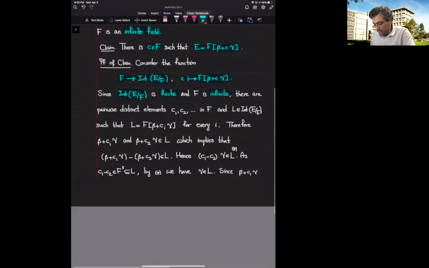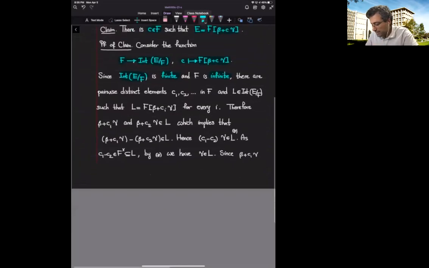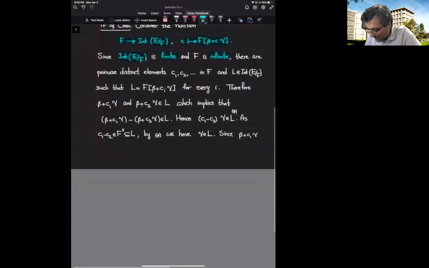So that means what? I can find C1, C2, ... In fact, infinitely many is not that important for me. It's enough to find 2, and that's enough for me. So there are infinitely many pairwise distinct elements, C1, C2, and so on inside F, such that all of these C_i's are mapped to the same fields, so to the same intermediate field.